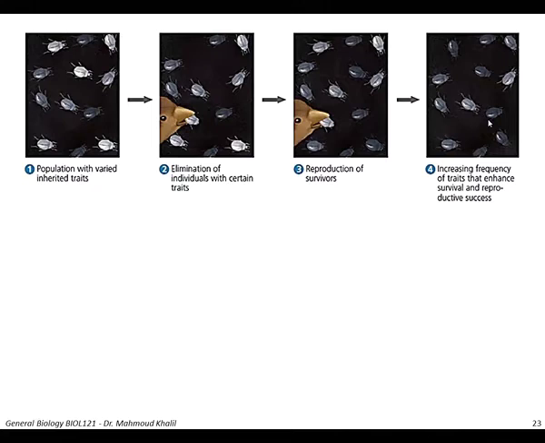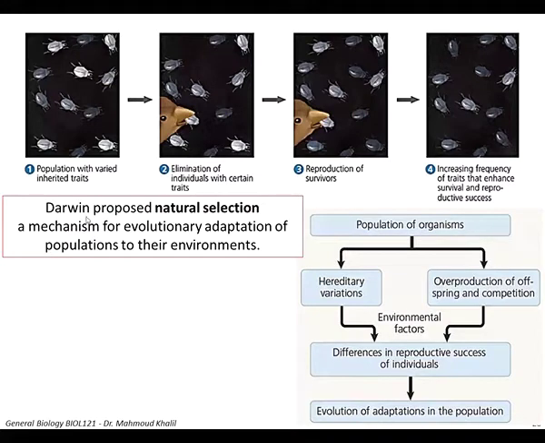And this means that nature selected which species can survive, because eventually the insects with the light color body will go extinct. So Darwin proposed this natural selection as a mechanism of evolutionary adaptation of populations to their environment. And the above scenario is a very good example.